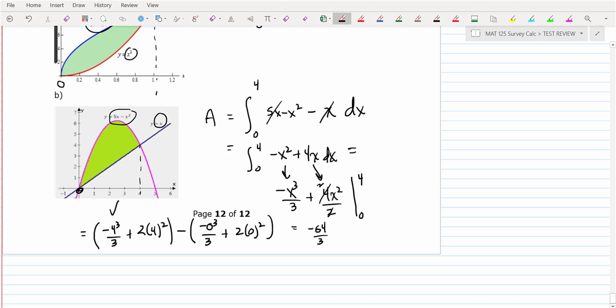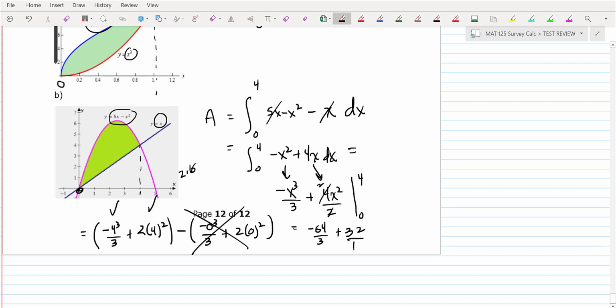You could use your calculator if you had to on that. This one right here is 2 times 16, so that's 32. How about all this stuff with 0? Can you see that that's all going to be 0 anyway? So if you can, you don't have to show the details of that.